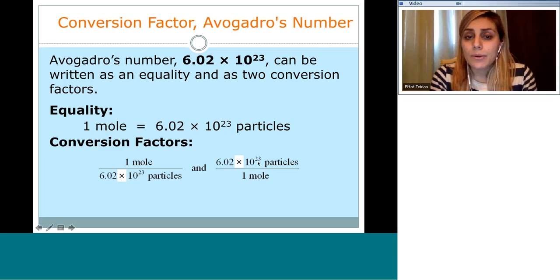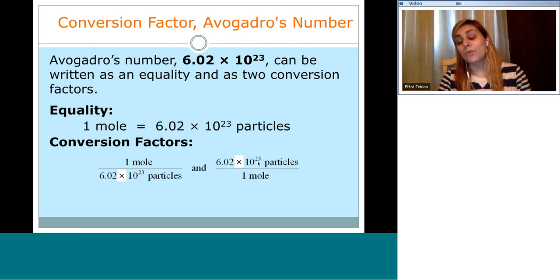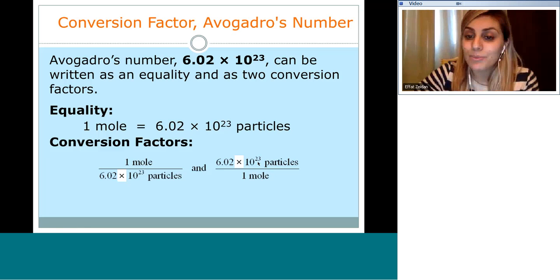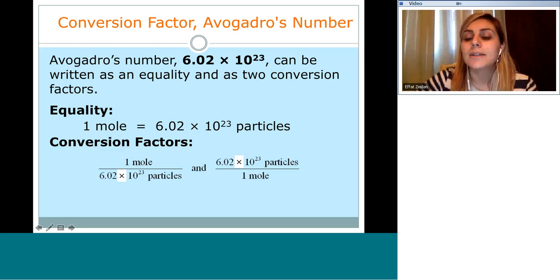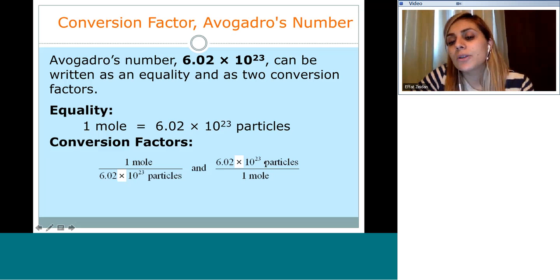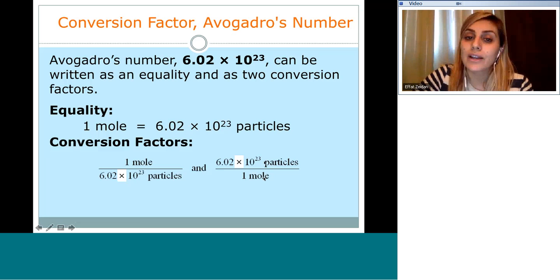So Avogadro's number can be written as an equality and 2 conversion factors. So 1 mole is equal to this many particles. So we can convert from mole to particles or particles to mole, right? So this is an equality. We can write 2 conversion factors from it. 1 mole over 6.02 times 10 to the power 23 particles, and 6.02 times 10 to the power 23 particles over 1 mole. Those are the 2 conversion factors.